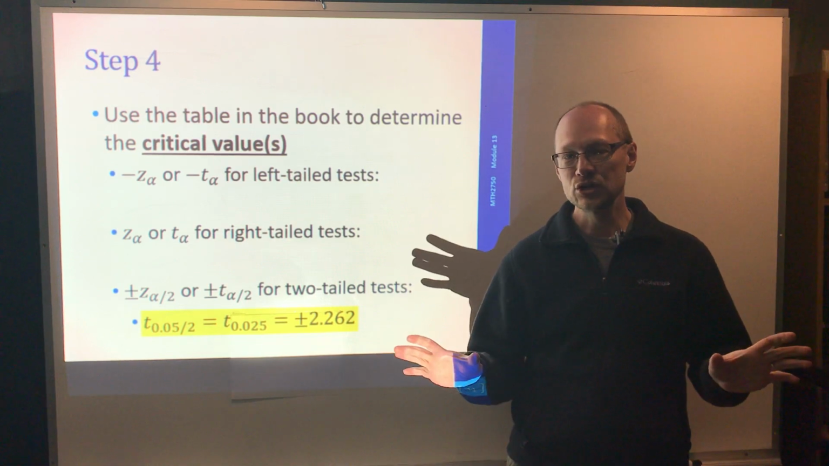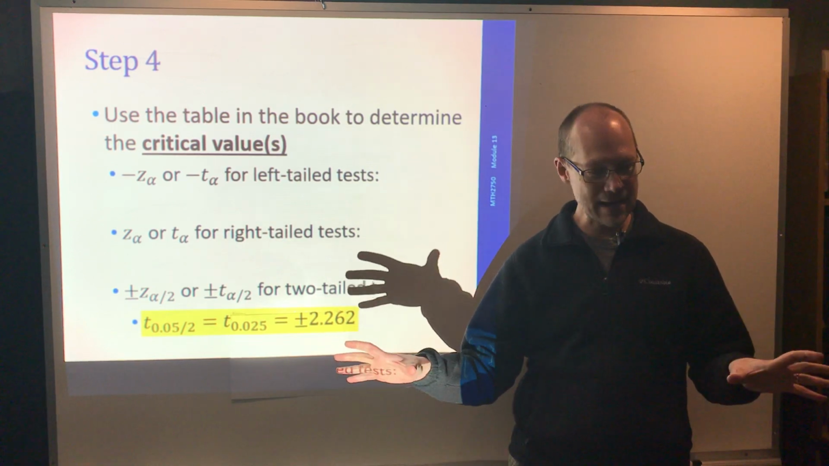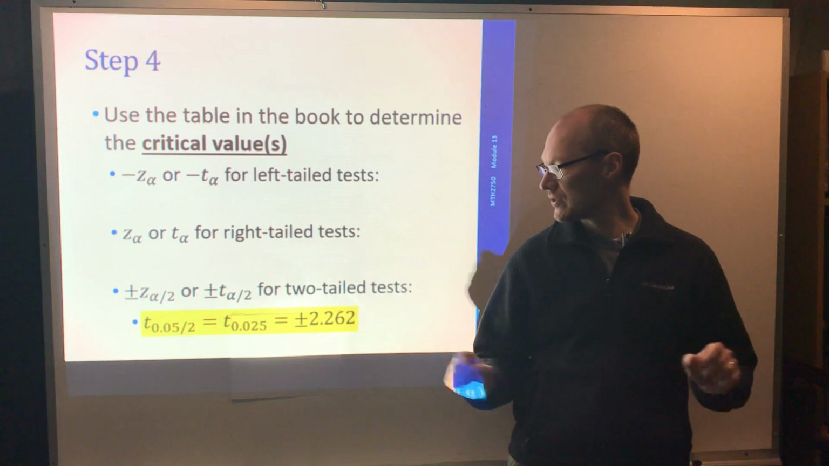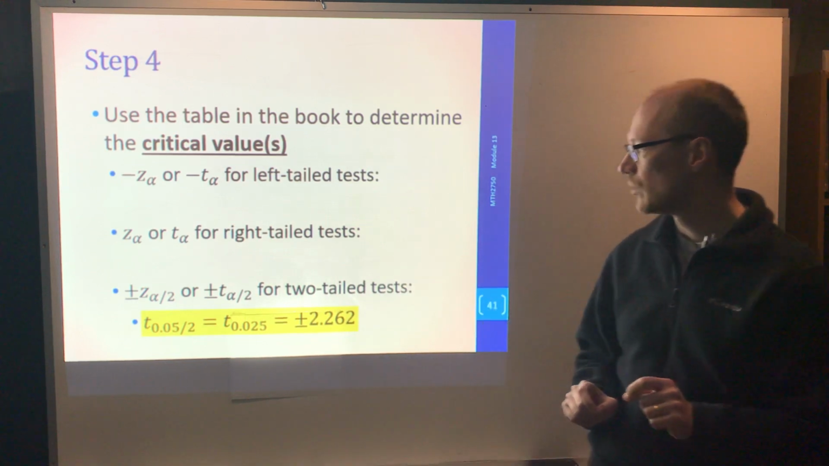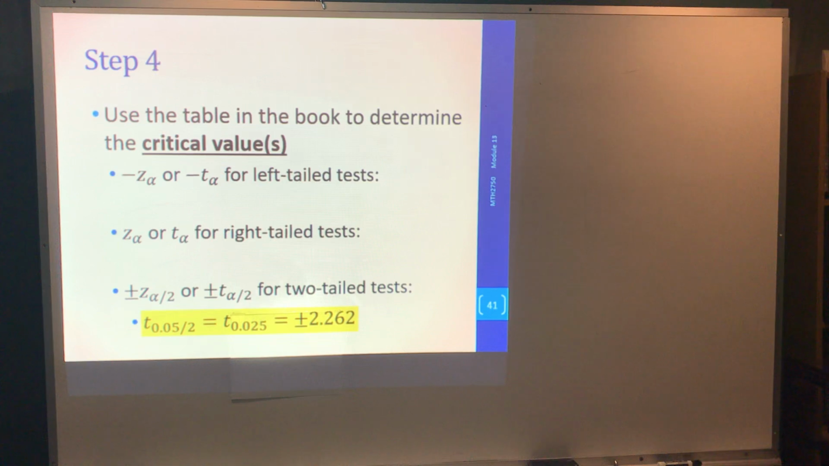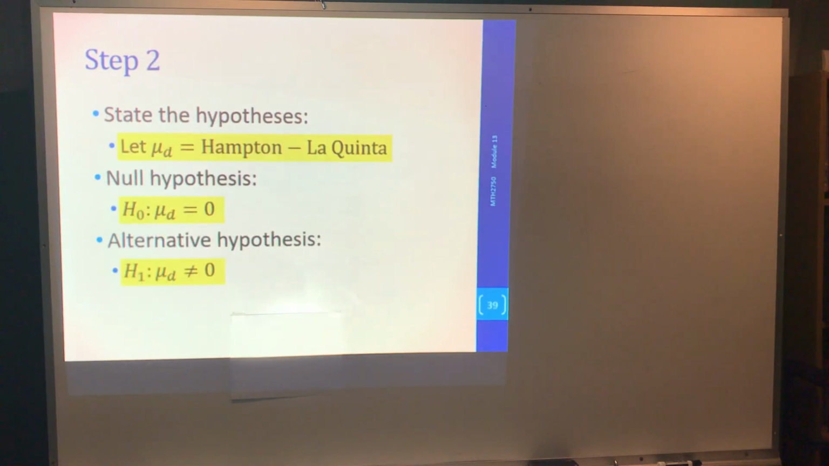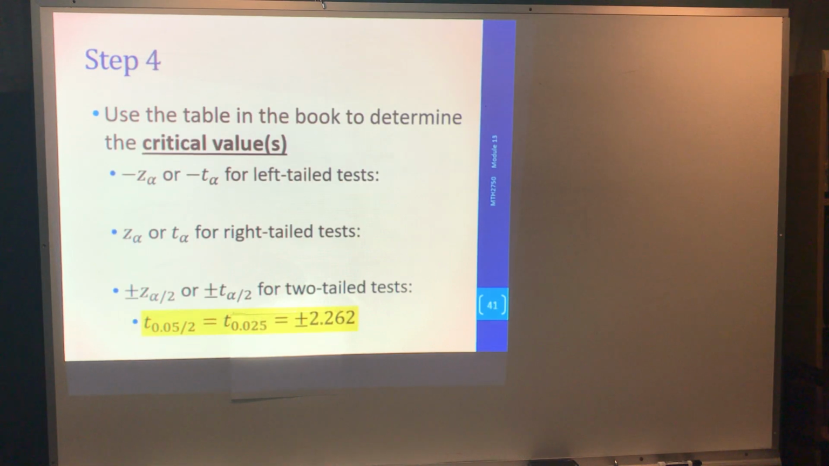It's two-tailed, so we take the 5%, cut it in half, 2.5 and 2.5, because let's see, what was our degrees of freedom? Oh, there were 10, right? There were 10 cities.